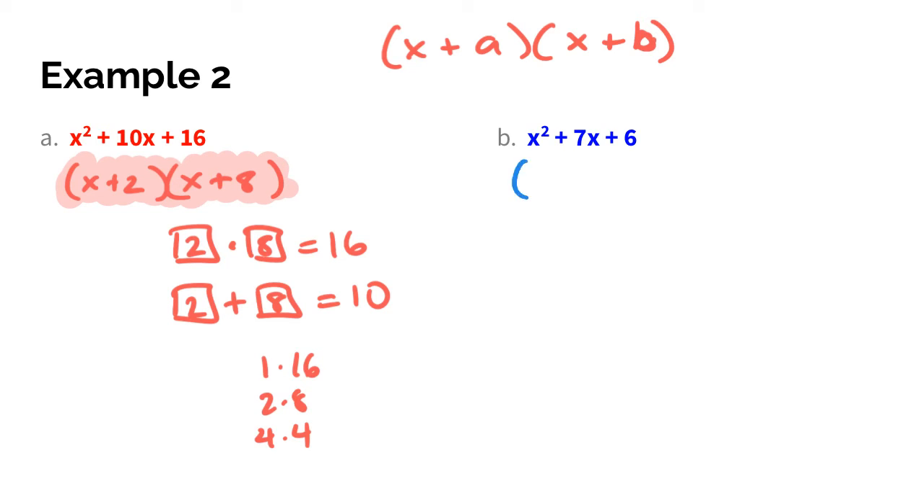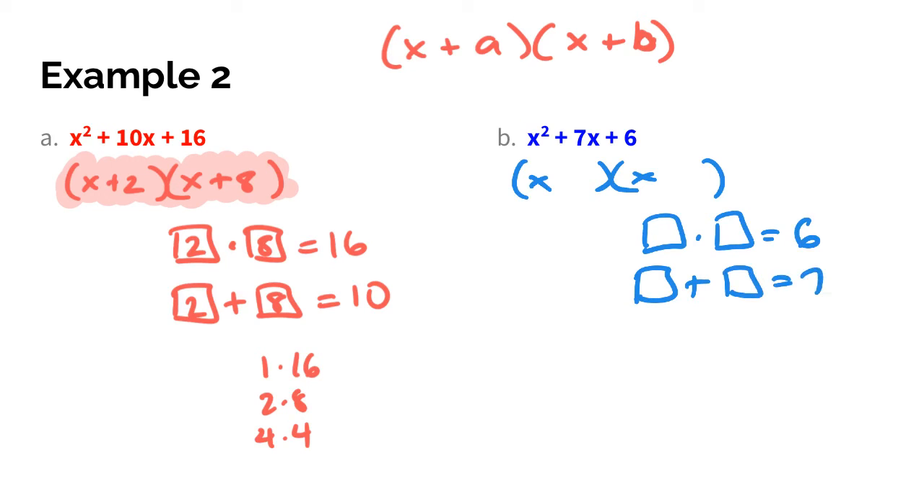Same thing here. I have x squared plus 7x plus 6. So I would place x here. I'm going to think of two numbers that would multiply together to give me the last term of 6. And those same two numbers have to add to 7. And hopefully you can recognize that it would be, in this case, 1 and 6. So I'd have plus 1 and plus 6.